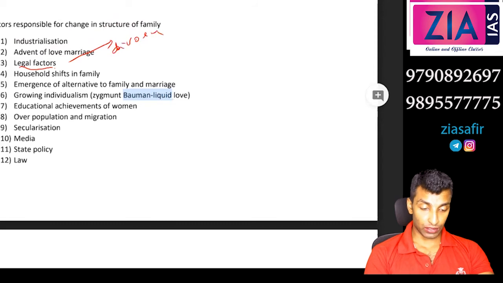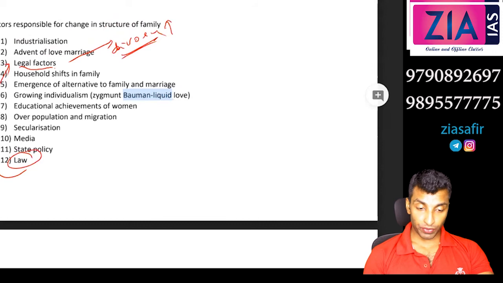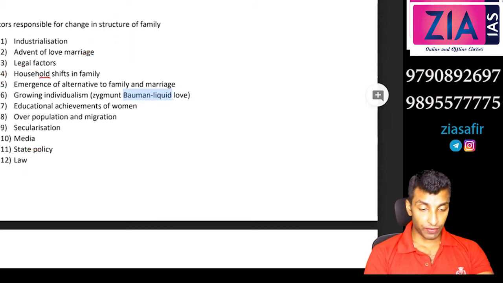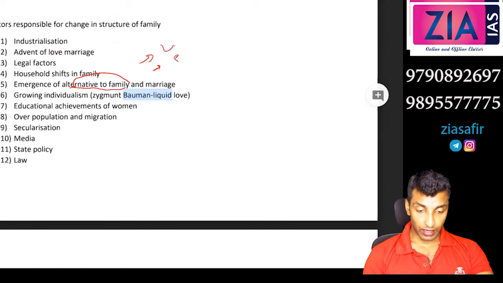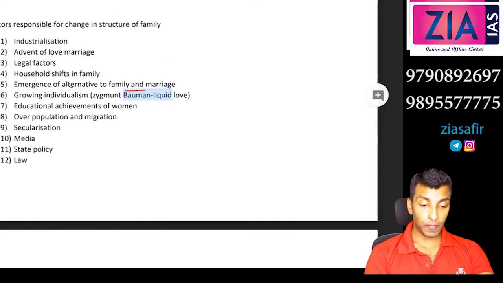Then divorce was through law. So there is a repetition, these two are actually the same. Okay, divorce was actually incorporated through law. Household shifts in family. Okay, emergence of alternatives to family and marriage, like the ones we have discussed, live-in, single parent, gay parent, etc. That you can write. You don't need to write only this one reason in that context.